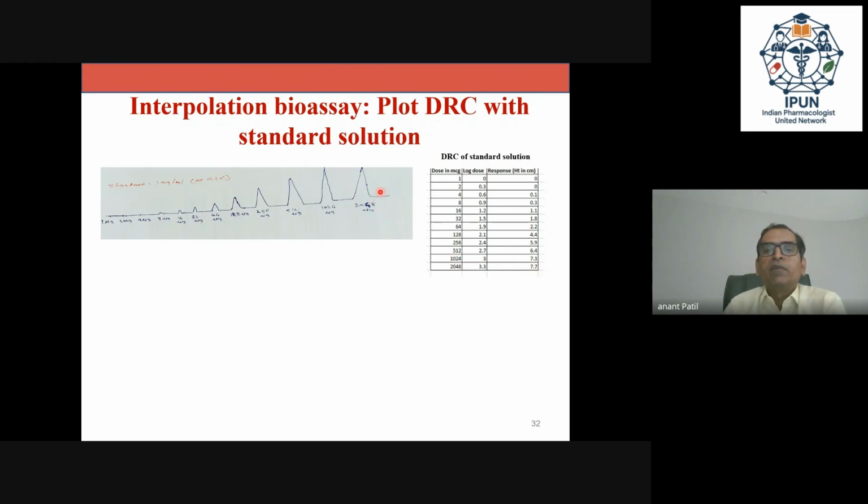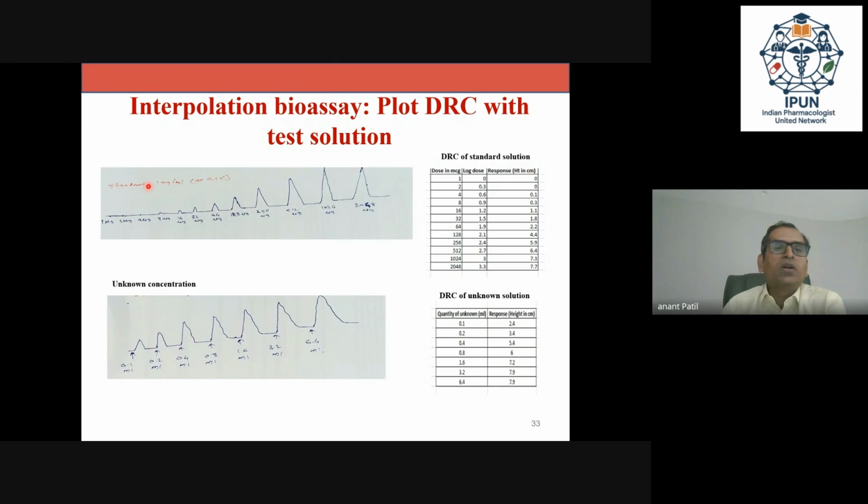7.7 centimeter. Now again, what we did in the matching assay, I will have another column here, which is nothing but the percentage response. So dose is converted into log dose, response is converted into percentage response. And again, I do the same graph plotting. On one axis, I take the dose, and on another axis, I take the percentage response. I do that same thing for the unknown also. So unknown 0.1, 0.2, here it was in microgram.